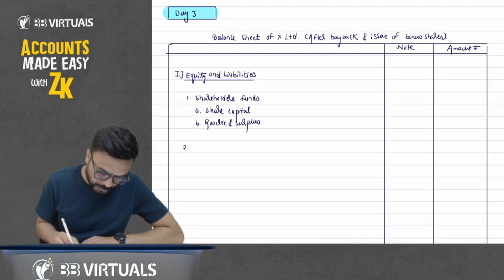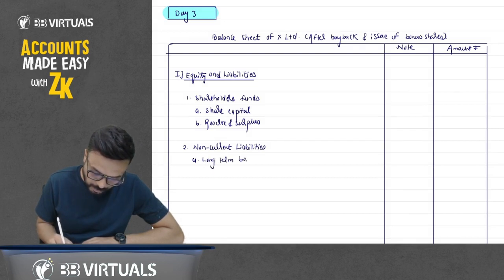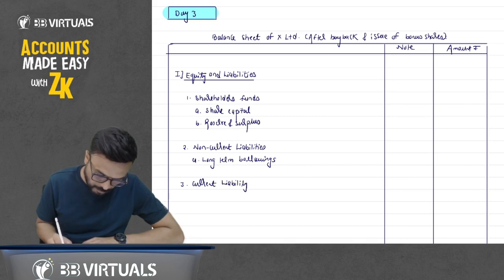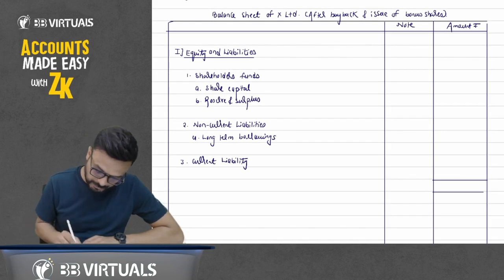Then point number 2, non-current liabilities. Here long-term borrowing will come. Then point number 3, current liability. Okay. Now here total. Then asset side.